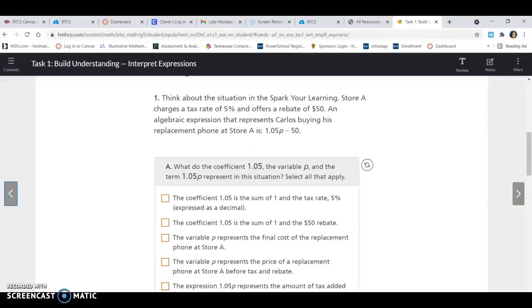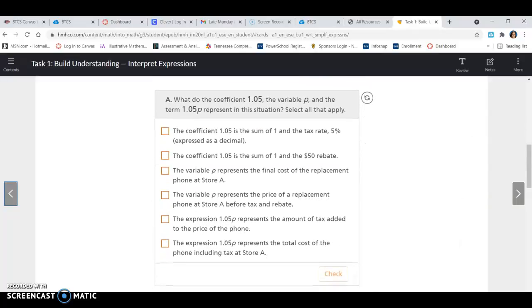Okay, so it doesn't really explain it. Sorry, that was something different I was thinking about. But it does have to be 1 times whatever the interest rate is, or the tax rate, in order for it to be the accurate amount. So this says the coefficient, the number in front of the variable, is the coefficient, so the 1.05. The coefficient, 1.05, is the sum of 1 and the tax rate, 5%, expressed as a decimal.